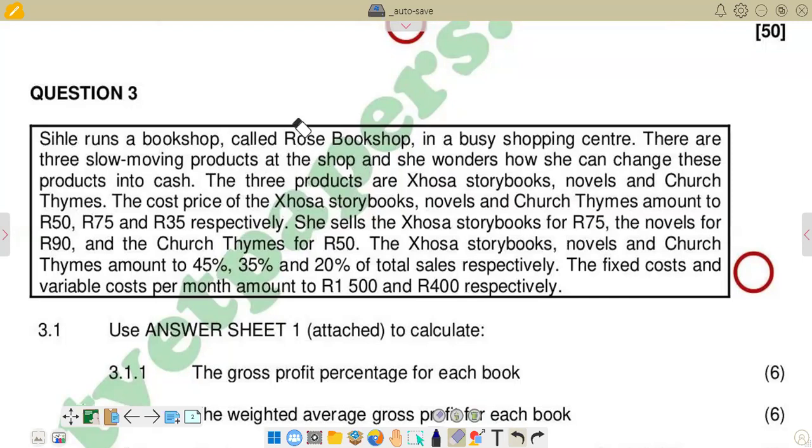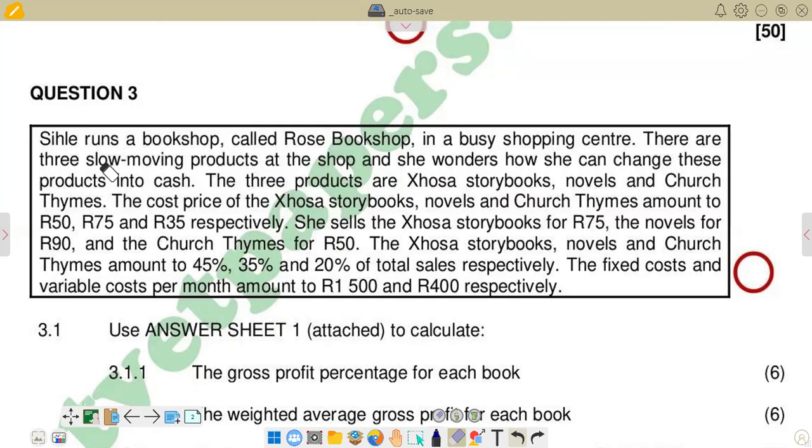In this video, we want to look at a question from the question paper of June 2023, and this is question 3 on that question paper. With question 3, we are given a scenario, and then we want to answer a few questions that follow according to the scenario.